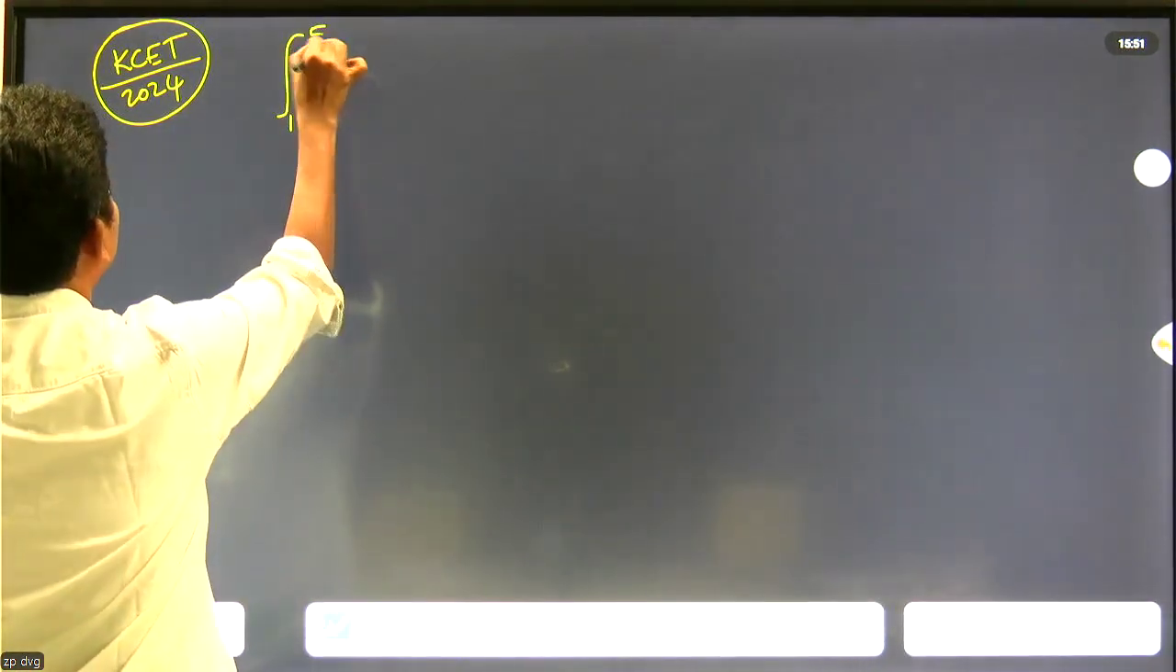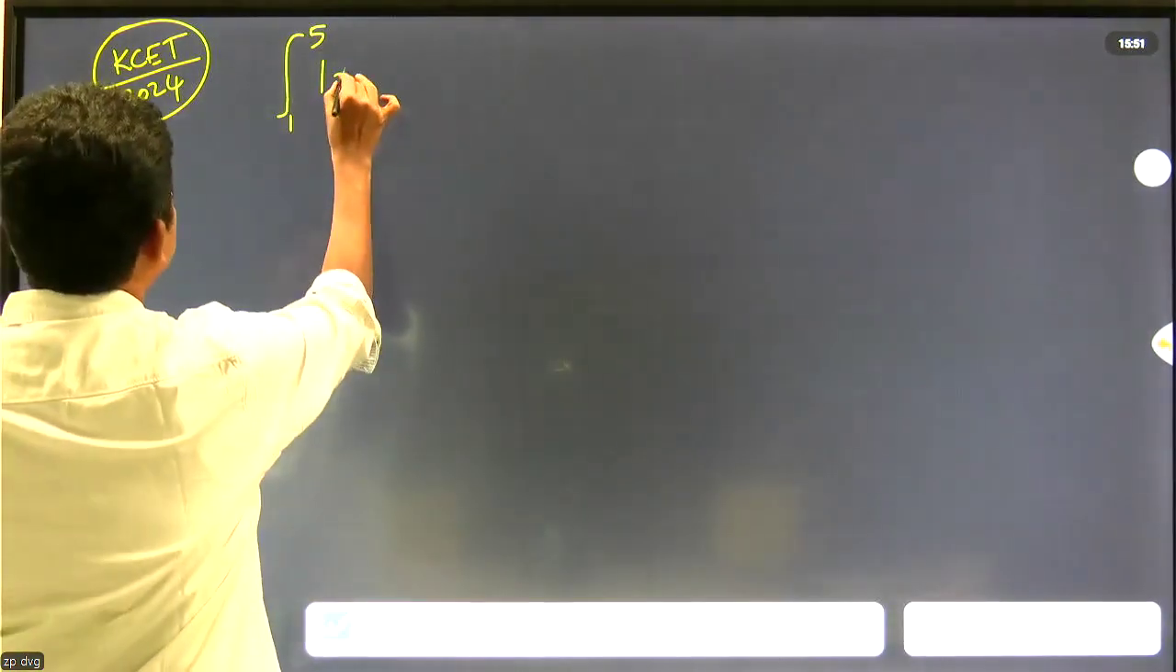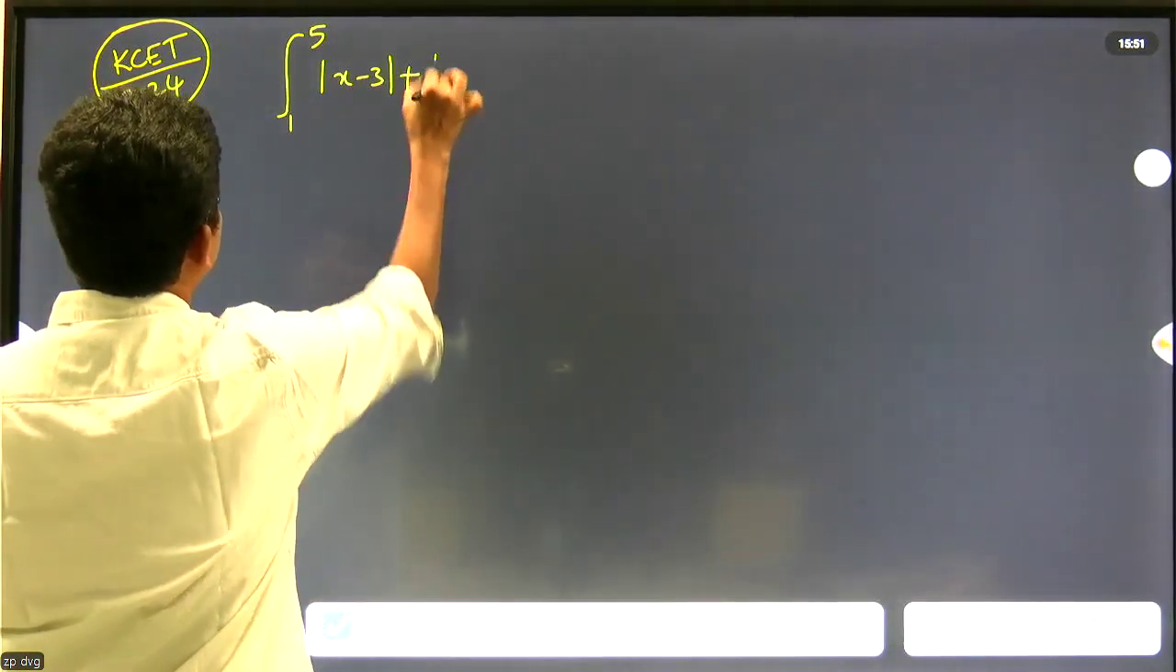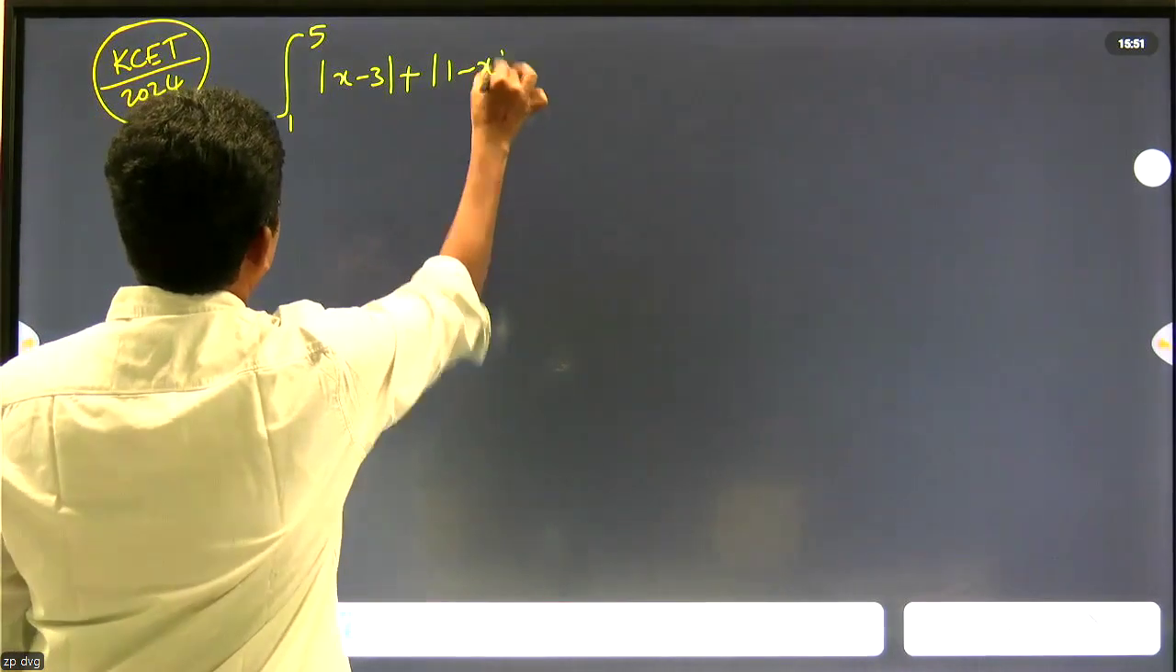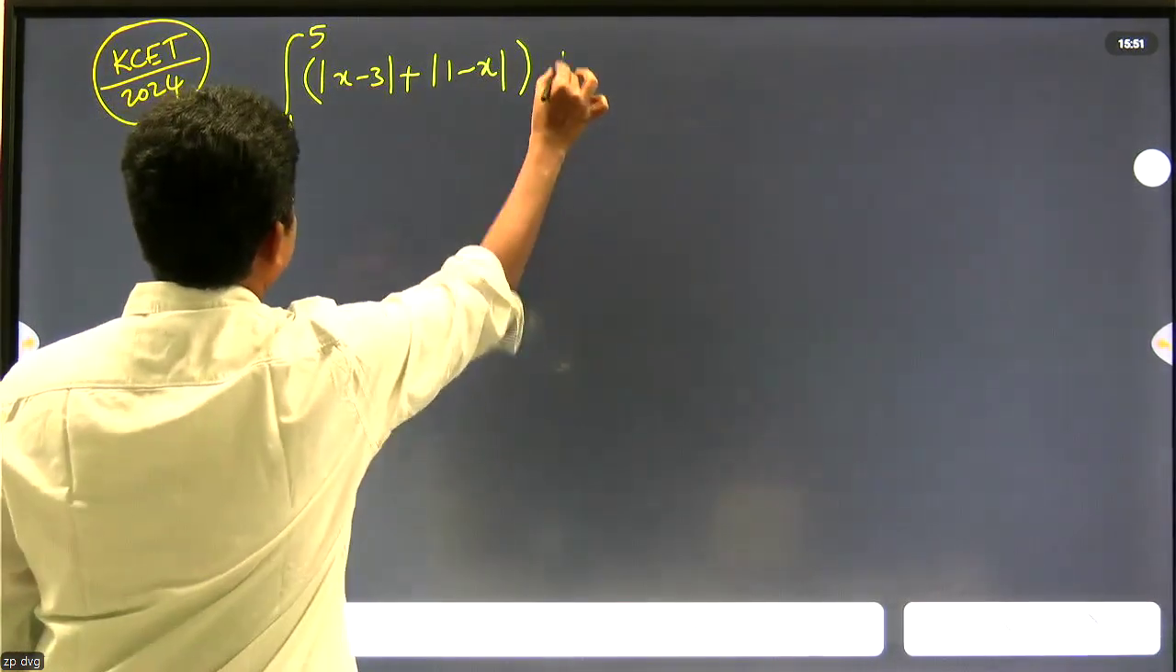Next, this question is given in 2024. The question is like this. Integral of, this is also very interesting question. Integral of 1 to 5, modulus of x minus 3 plus modulus of 1 minus x dx.